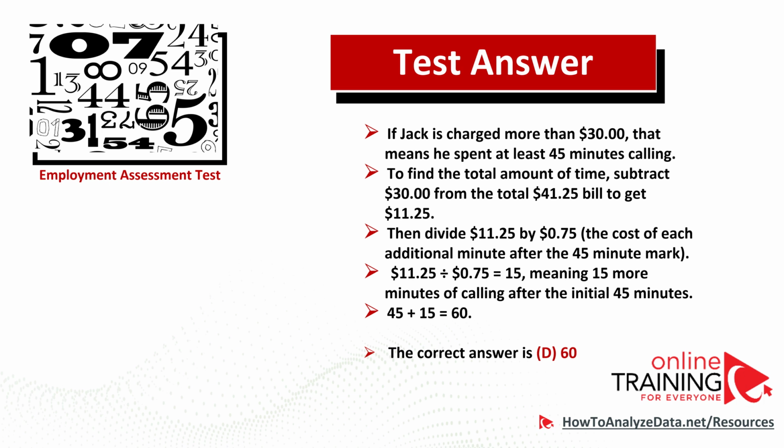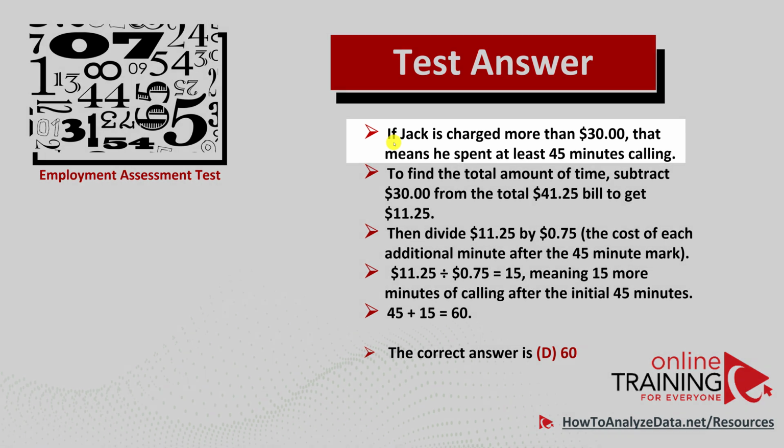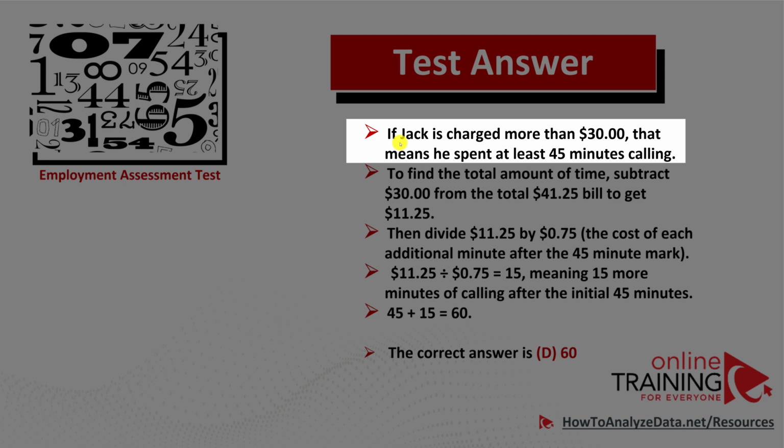If you look at the original question, you will quickly understand that Jack's phone provider charges split into two parts: fixed charges, $30 every month for the first 45 minutes, and then variable part of the bill, which charges 75 cents for each additional minute. To solve this challenge, you need to make an assumption that if Jack is charged more than $30, it means that he spent at least 45 minutes calling, and in this case, more than 45 minutes calling.